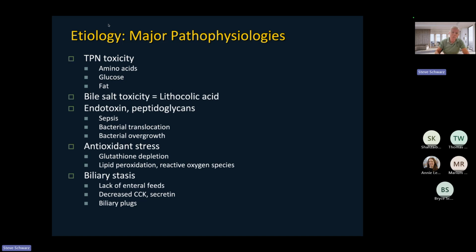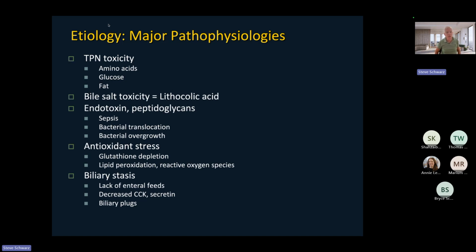Remember, whenever we place any patient on parenteral nutrition, if it's TPN and there's no enteral feeding, we're going to have atrophy of the gut mucosa and an increase in paracellular uptake, which could increase the risk for bacterial translocation and bacterial overgrowth. These are also important contributors to the clinical problem.